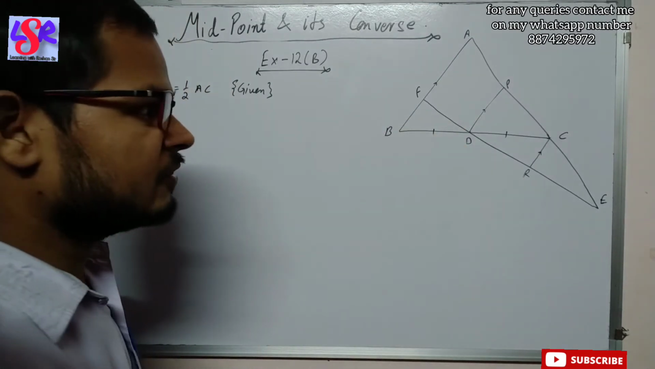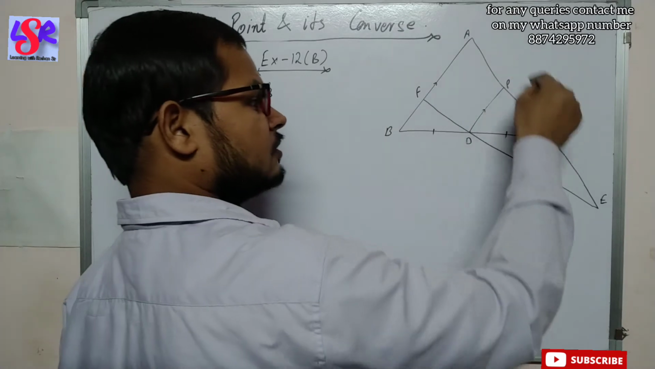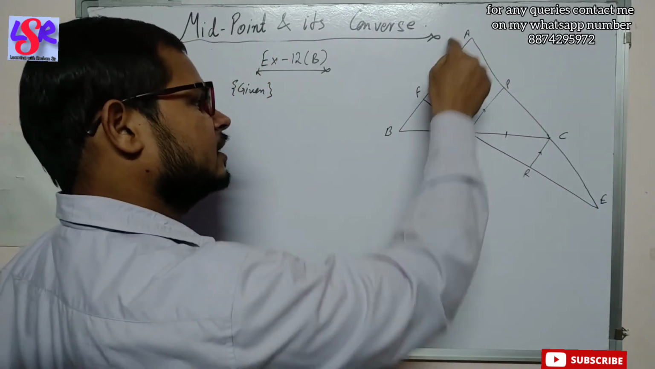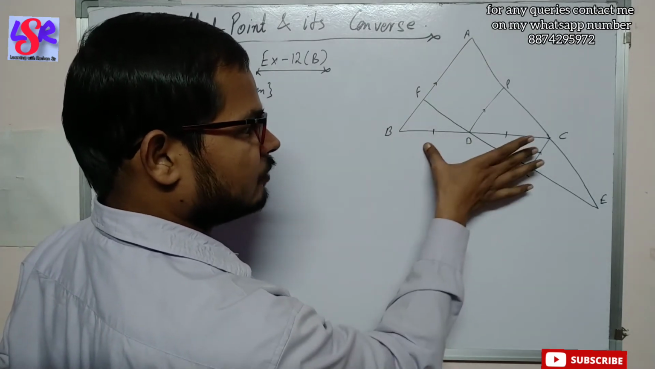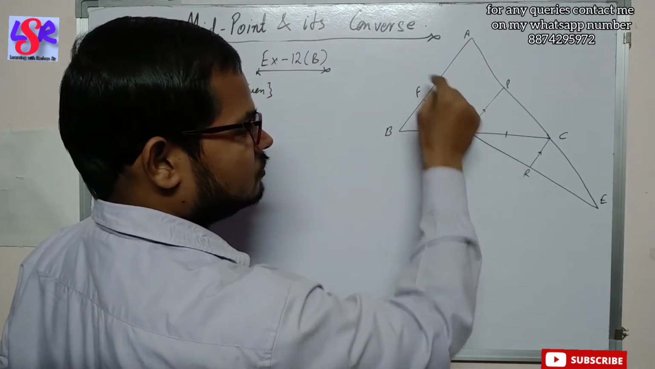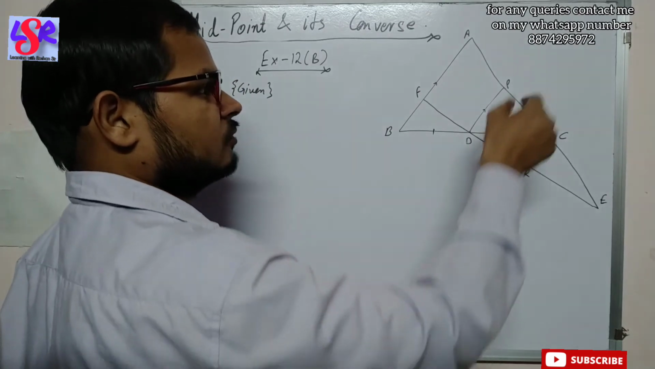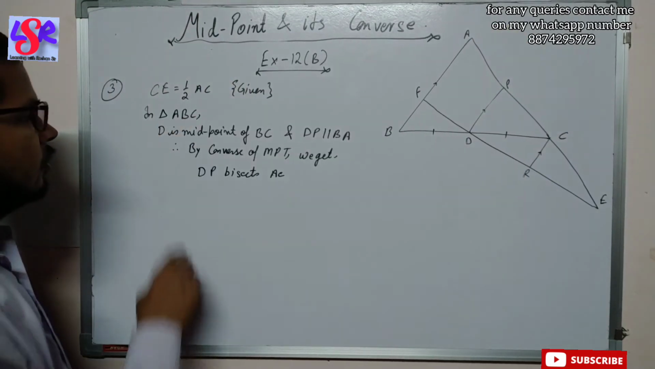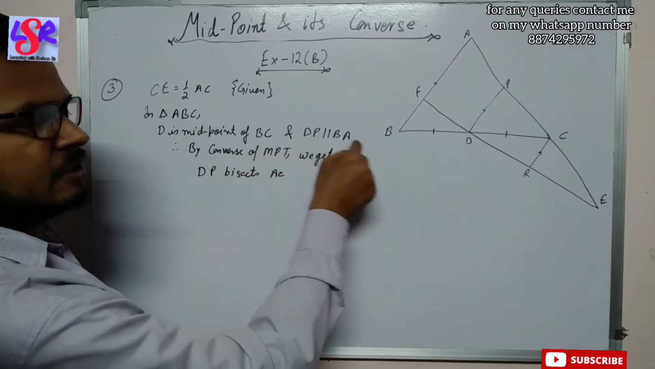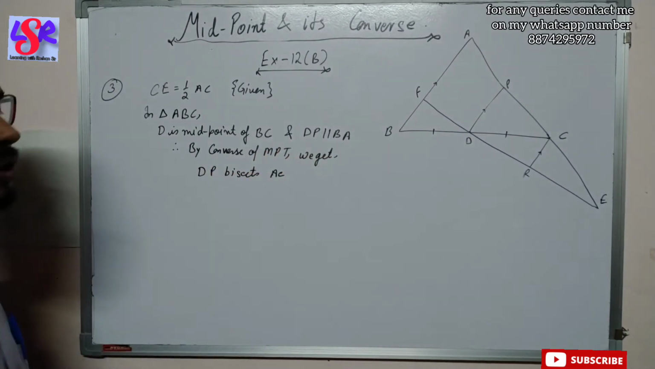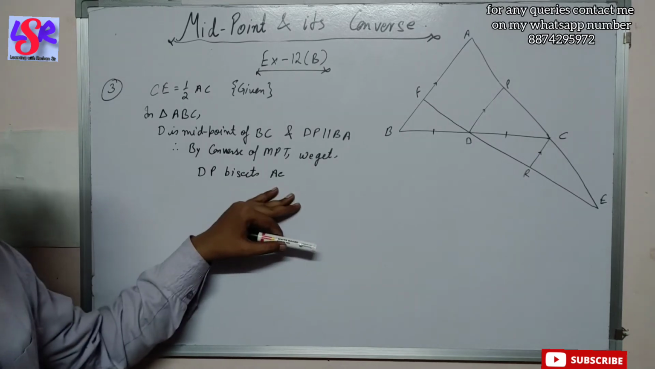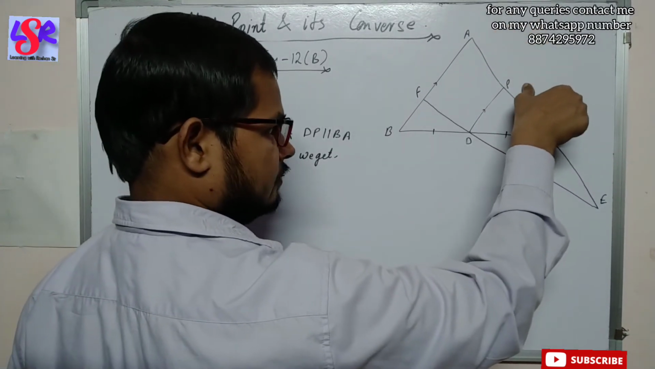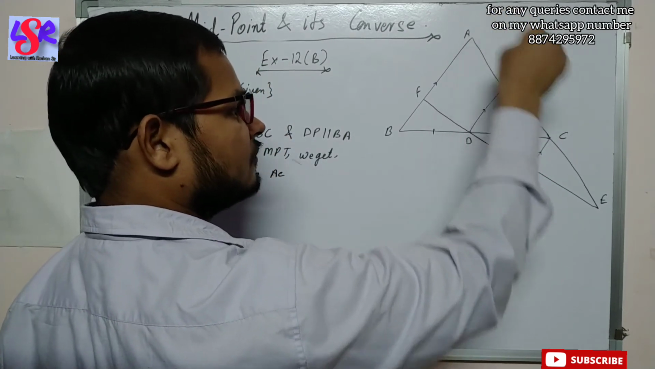So very first of all, we'll prove that all the three parts are of equal length. For that, we'll take triangle ABC in which D is the midpoint of BC and this line is parallel to this one. So by converse of the midpoint theorem, we get P is the midpoint of AC. So in triangle ABC, we have D as the midpoint of BC and DP is parallel to BA. So by converse of the midpoint theorem, DP bisects AC. Now as DP bisects AC, we can write AP equals CP, or AP equals half of AC.